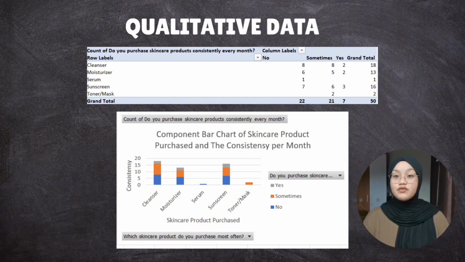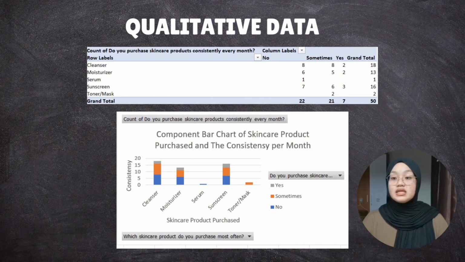So the last chart for qualitative data is the component bar chart, also known as a stacked bar chart. This stacked bar chart shows the relationship between the type of skincare products purchased and the consistency of purchase per month. According to the pivot table included, the products listed are cleanser, moisturizer, serum, sunscreen, and toner or mask.